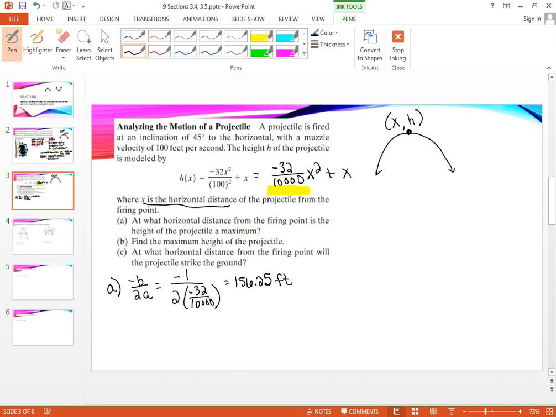So for B, also notice that this is nice because we didn't actually have to round it off. It's a terminating decimal, so we didn't approximate this in any way. That is the actual answer, just written as a decimal instead of a fraction. Okay. For B, we want to find the y-coordinate of the vertex, so we want to plug in the 156.25. And we're just going to be real careful, so it's negative 32 over 10,000 times 156.25 squared plus 156.25. Okay.